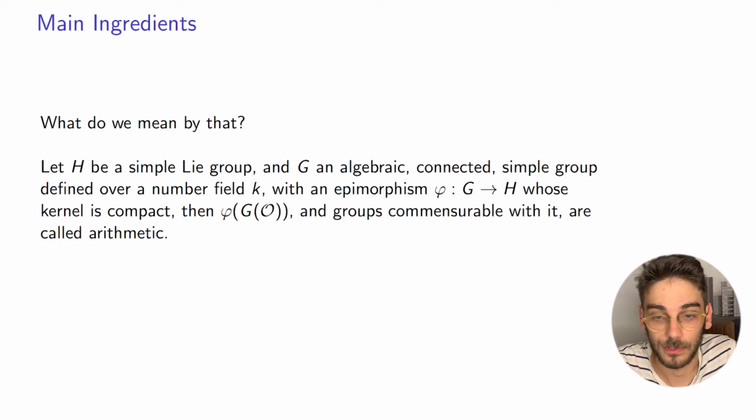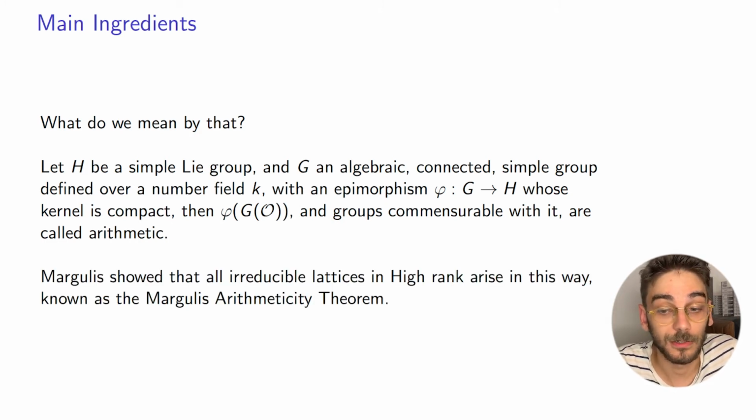So if you didn't understand that, that's okay, but you can think of things like SL3Z or SL3Z square root of 2. So these are the types of lattices that we deal with, and in fact, in higher rank, these are the only lattices that appear. So Margulis showed that all irreducible lattices in higher rank are arithmetic, which is called the Margulis arithmeticity theorem.